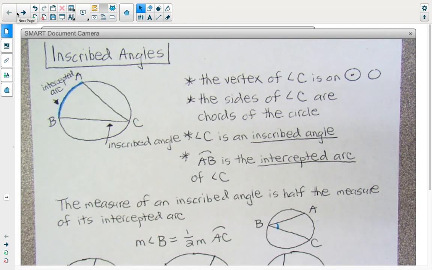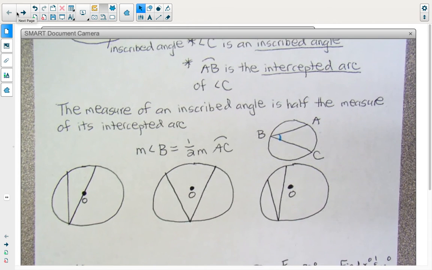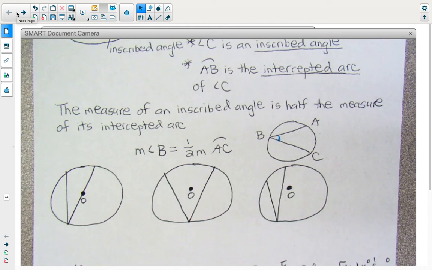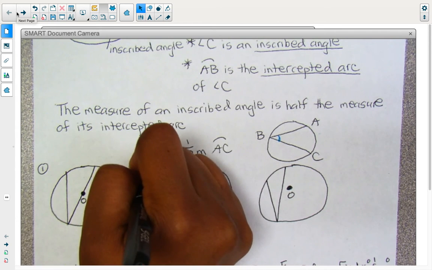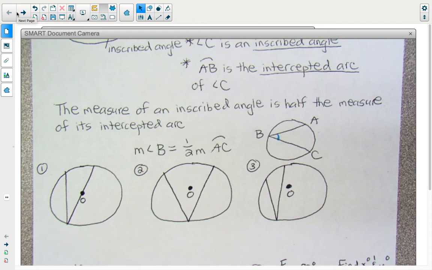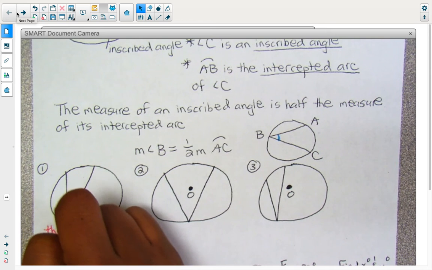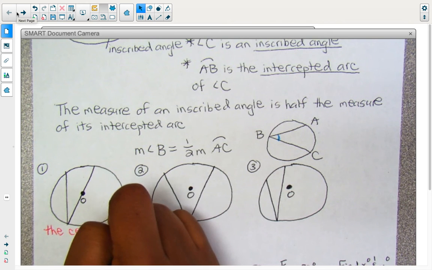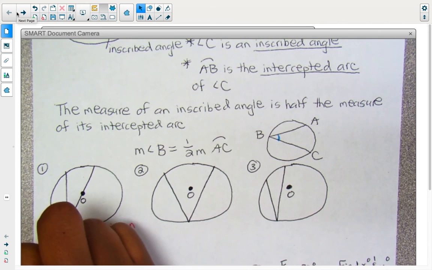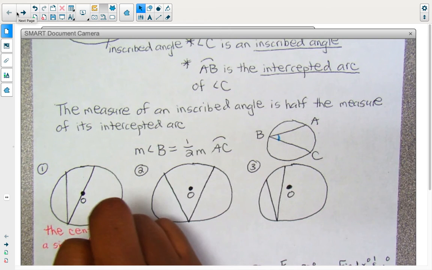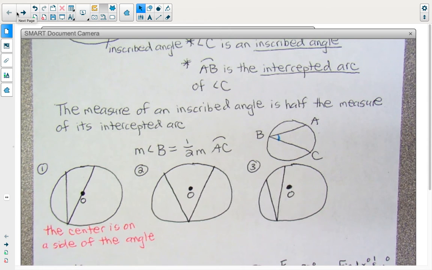All right, so let's go through, and I got some circles here. We're going to see the different ways that we can have an inscribed angle. So I got 3 circles here, 1, 2, and 3. In this first circle, I have an inscribed angle, but notice that the center is on a side of the angle. I'm going to write that in red. The center is on a side of the angle. So that's one way that you can see an inscribed angle.